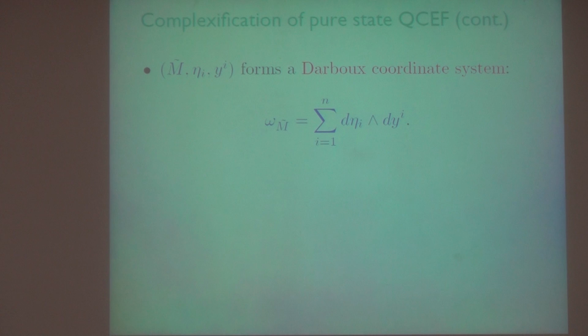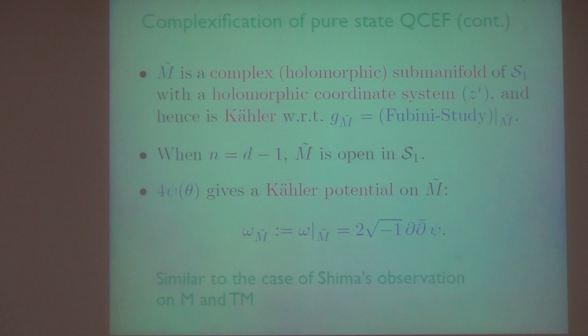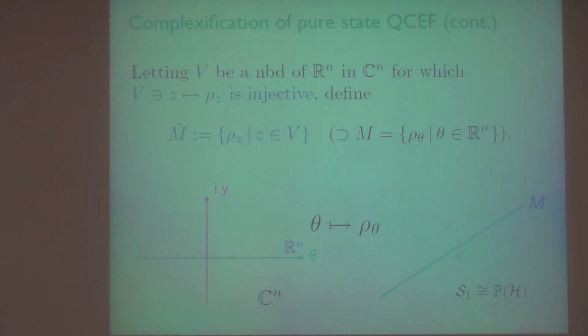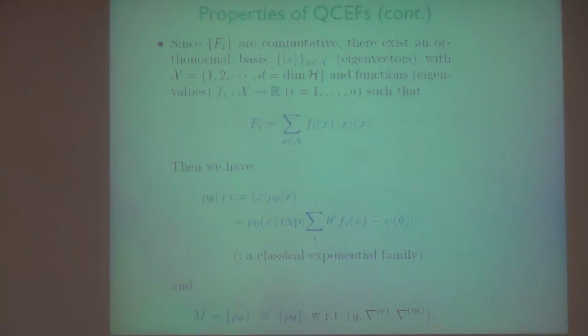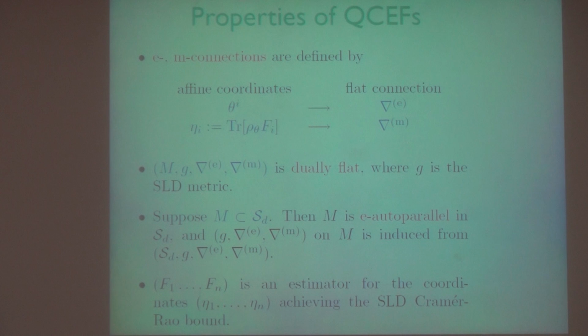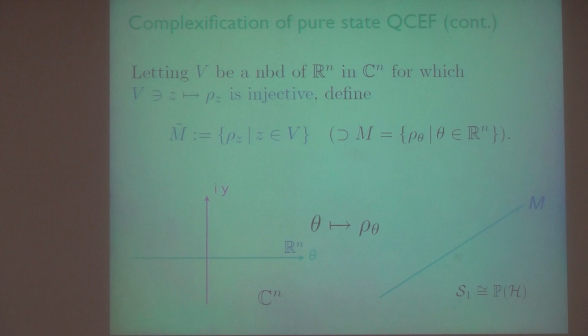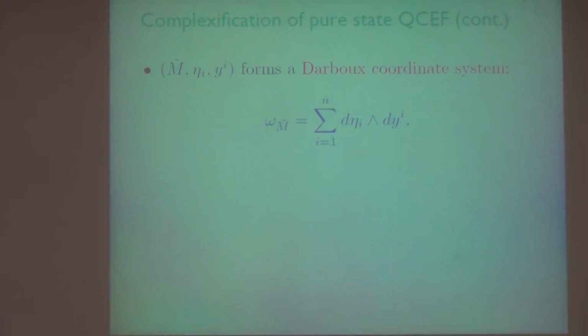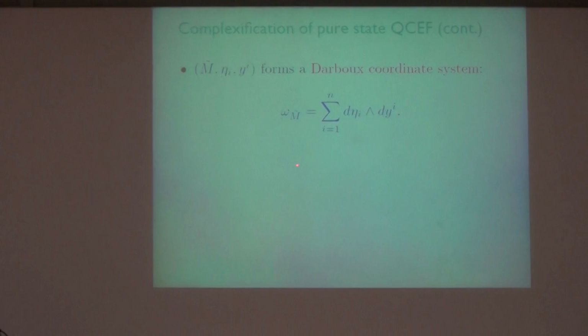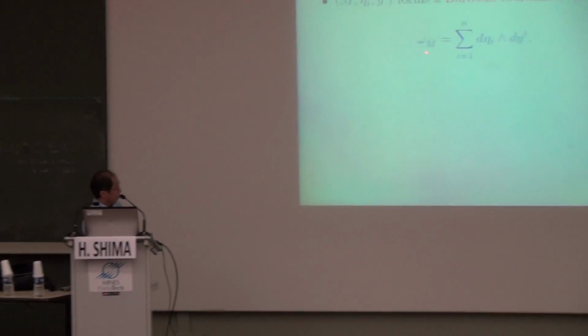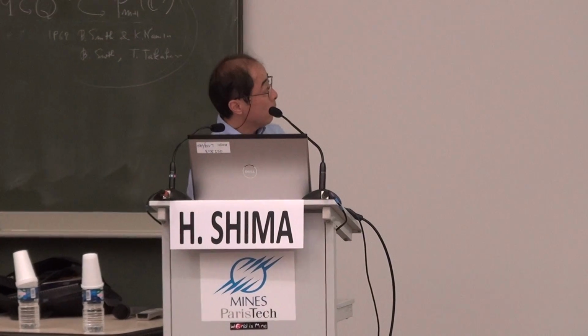The rest is some observation of this dually flat structure. Let us consider M tilde defined previously, and eta_i, the expectation coordinate. Together with y, the imaginary axis, this forms a Darboux coordinate system. That is, the Kähler form is defined as written in this form.